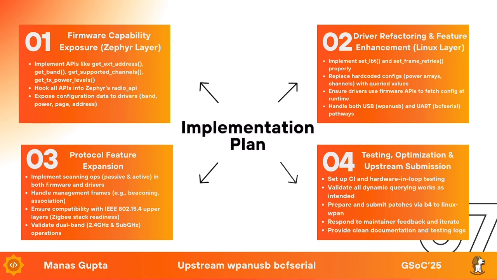Now, I would like to briefly explain my implementation plan. My implementation strategy has four key phases. First, the firmware capability exposure, which is implementing APIs like get extended address, get band, get supported channels, etc., and hooking these into the Zephyr radio API. Phase 2 is driver refactoring and feature enhancement, which is replacing hard coded configurations in Linux drivers with runtime queries and ensuring the driver pathways are fully dynamic. The third phase is protocol feature expansion: add support for passive and active scanning, managing frames, and validate the IEEE 802.15.4 for upper layer compatibility.